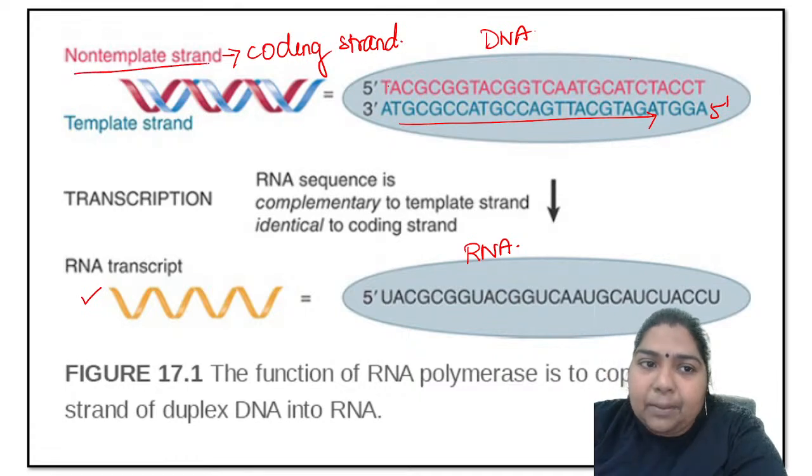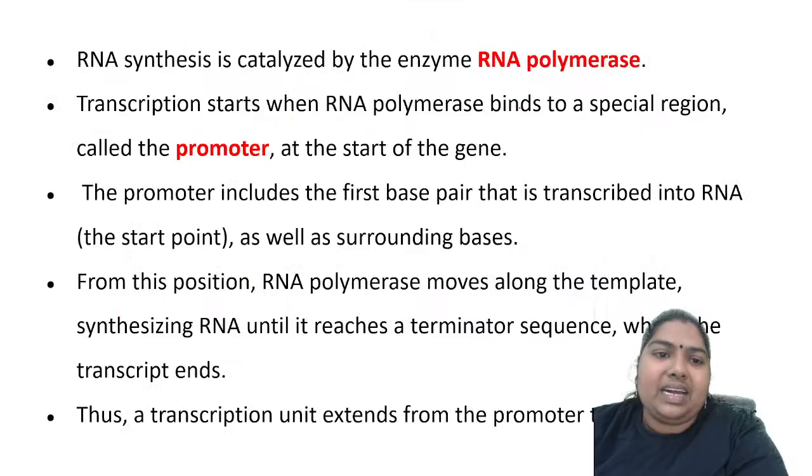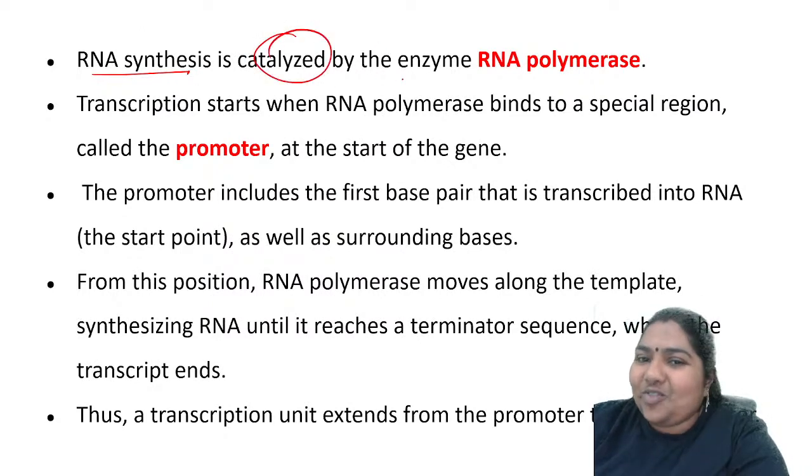So this non-template strand is what is called the coding strand, because it has the sequence exactly similar to that of this. Okay? Right. Fine. So our RNA synthesis is going to be catalyzed by means of the enzyme. So that is what is called our RNA polymerase.